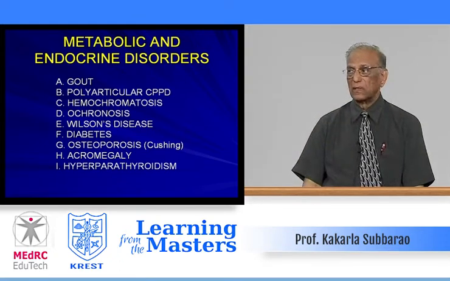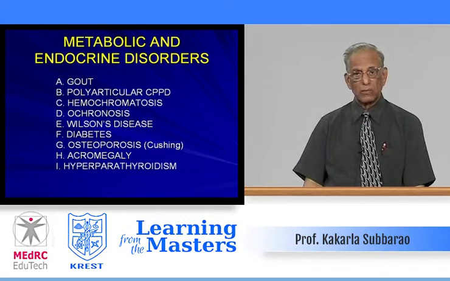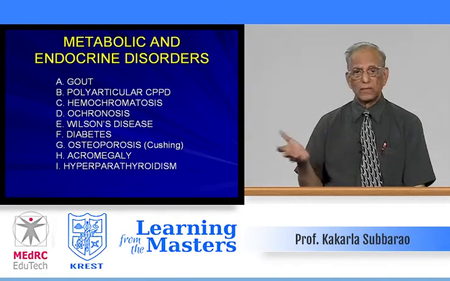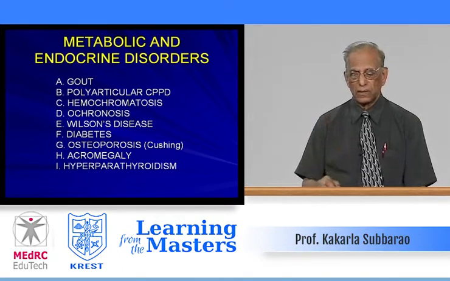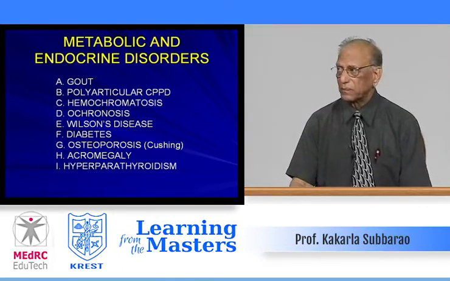Hemochromatosis, ochronosis, these are all metabolic disorders. Wilson's disease, due to deficiency of ceruloplasmin, and copper accumulates. We go into details later. Diabetic arthropathy, and then you can get calcium deposition, osteoporosis, Cushing disease, acromegaly, hyperparathyroidism. These are some of the metabolic and endocrine disorders that we come across.